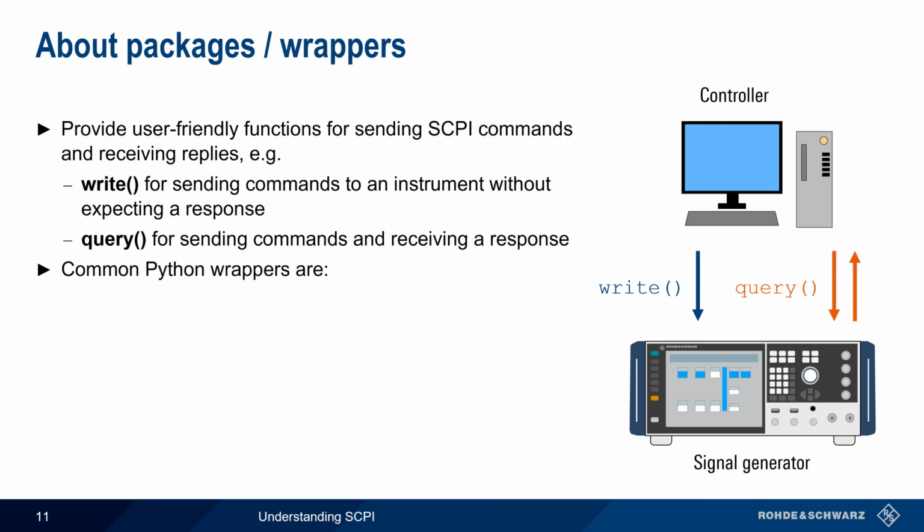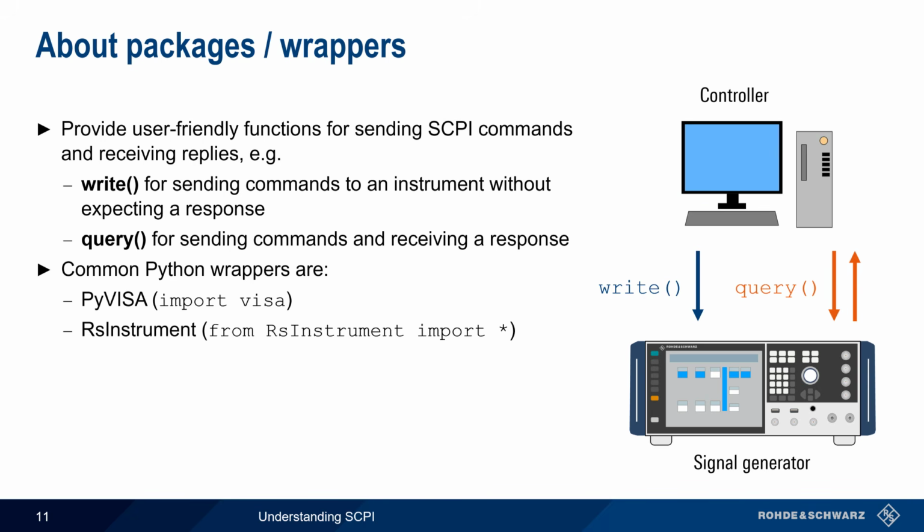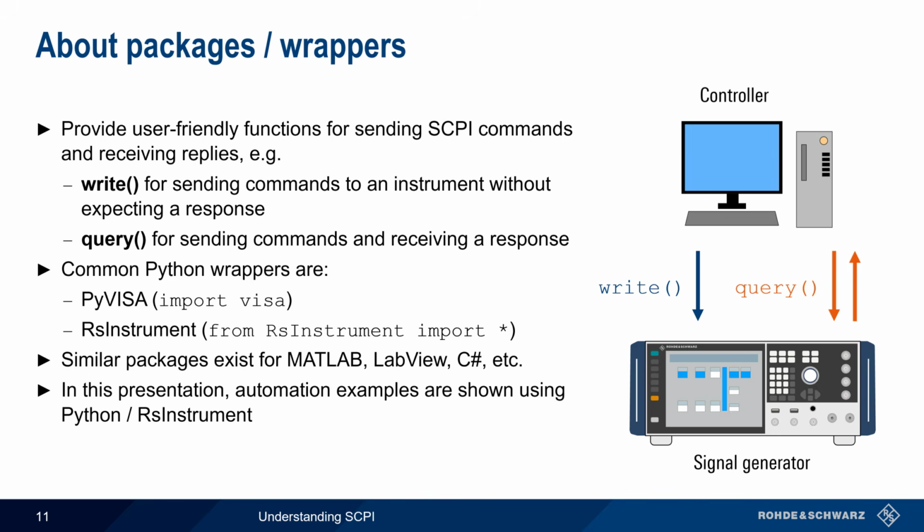If Python is being used for automation, the generic PyVISA package can be used. Another option is using a manufacturer-provided package, such as RsInstrument, which provides additional useful features when using primarily Rohde & Schwarz instruments. Recall, however, that SCPI automation can be done using other programming languages, and similar packages exist for MATLAB, C#, etc. In this presentation, we'll show automation examples using Python with the RsInstrument package, but please note that the actual SCPI commands, or strings, are the same regardless of the package or method used to send and receive them.